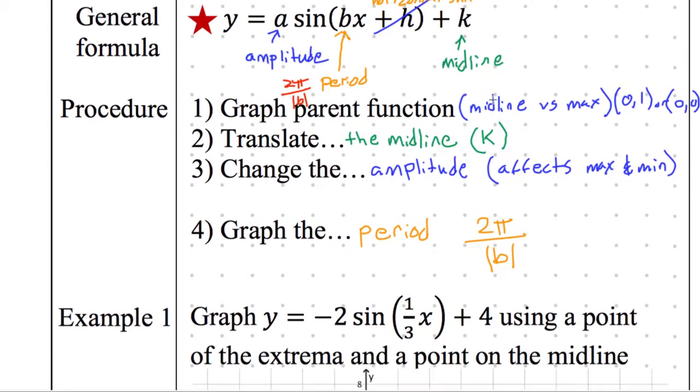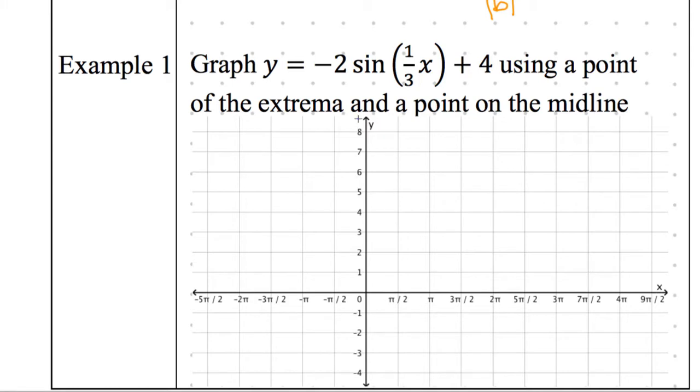Step 1, graph the parent function. And I'm only going to be using an extrema point and a midline point. I'm only going to draw 2 points. And by dragging those 2 points, I will know exactly what happens, Rochelle. Because there's no h, does that mean it's going to be on 0, 0? Like the first point of the parent function? Yes. So sine goes through 0, 0. That's a key point.